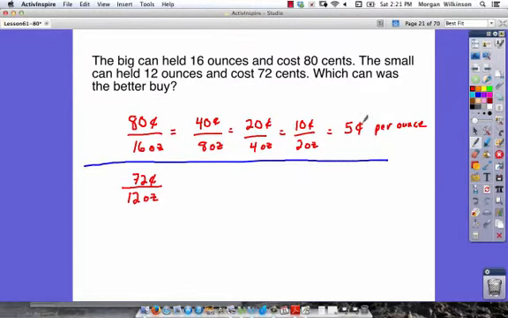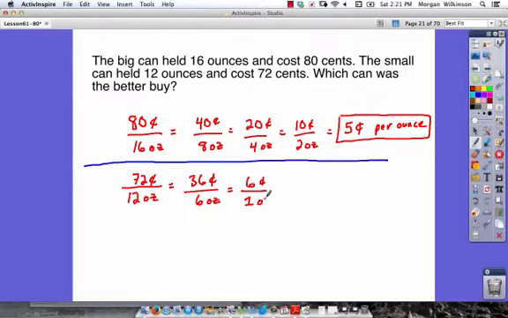That's the big can. Let's see how much the little can costs per ounce. So if we cut those in half, well, half of 72 is 36. We have 36 cents for 6 ounces. Now look, 36 over 6. Well, we know what 36 divided by 6 is. That's 6. So what we get is 6 cents per 1 ounce. So we've got 6 cents per 1 ounce. We've got 5 cents per ounce. That's the same thing as 5 cents per 1 ounce.